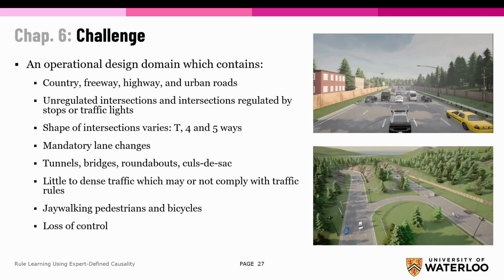So we have been applying this procedure on the Causality leaderboard, which is a rich operational design domain which has country, freeway, highways, and urban road, a bunch of intersections, sometimes regulated by nothing, but sometimes regulated by stops or traffic lights. The shape and the size of intersections vary. Tunnel, bridge, roundabout, cul-de-sac. Sometimes, depending on the town and on the route, there is little to dense traffic, and the traffic may or may not comply with the traffic rules, so you can see vehicles that just decide to cross the red light. There is jaywalking, pedestrians, and bicycles, and you can have loss of control by driving on a debris on a high patch, something like that.